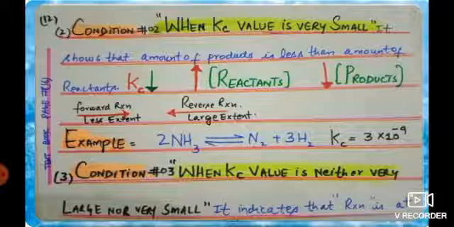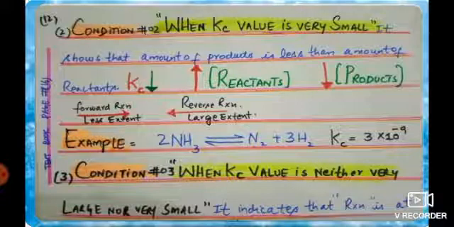Now next is condition number 2, when Kc value is very small. As in the previous one we discussed Kc value is large, so the Kc has direct relation with the concentration or the amount of products. So here we can say the amount of the product that is formed is less than the amount of the reactant. As shown by the Kc downward direction, it means when the Kc value is small, the upward arrow for the reactants shows they are in large amount, and the downward arrow with the products shows the products are in small amount as the Kc has a small value.